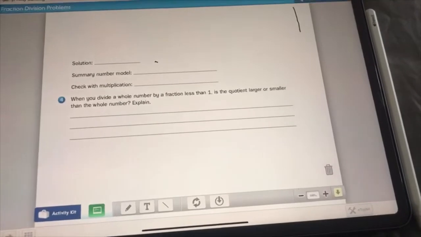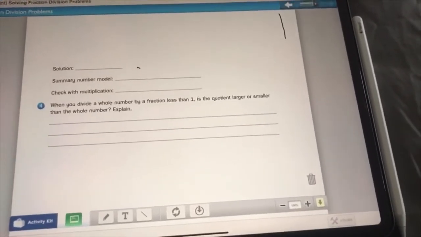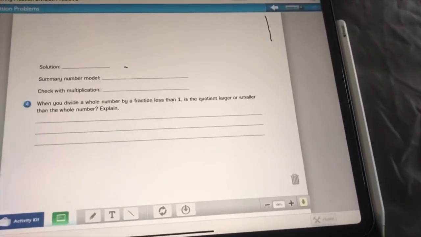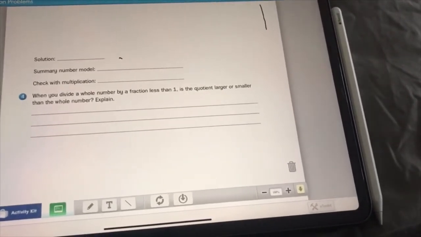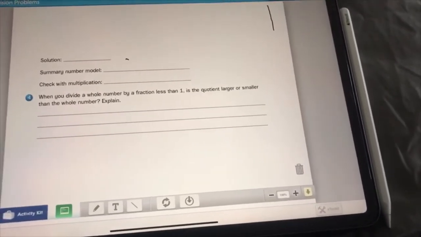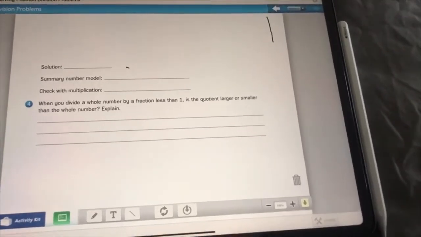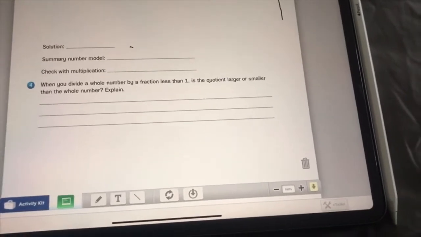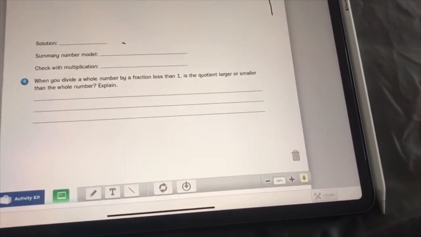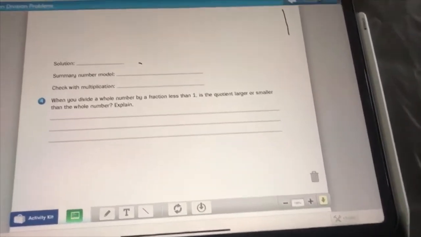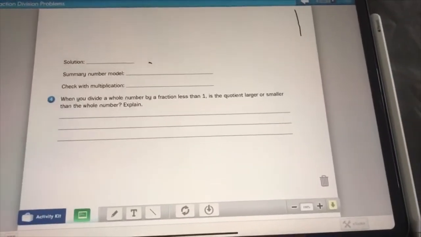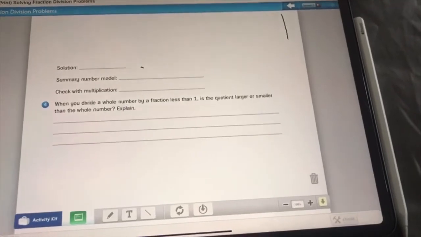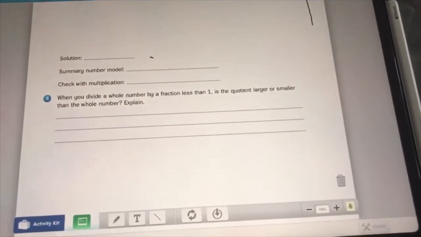I'm also going to be assigning a home link to go with this assignment. And after today, we are going to do some review of when do you divide a whole number by a fraction and when do you divide a fraction by a whole number. So that might pose some challenge. If you're feeling kind of funny about that, please participate in Miss Webster's Zoom tomorrow at 10 o'clock.